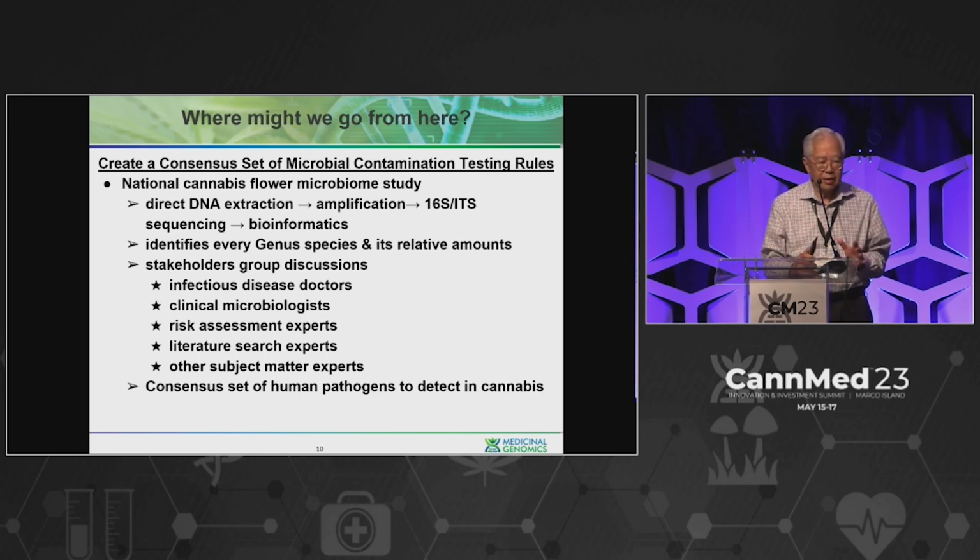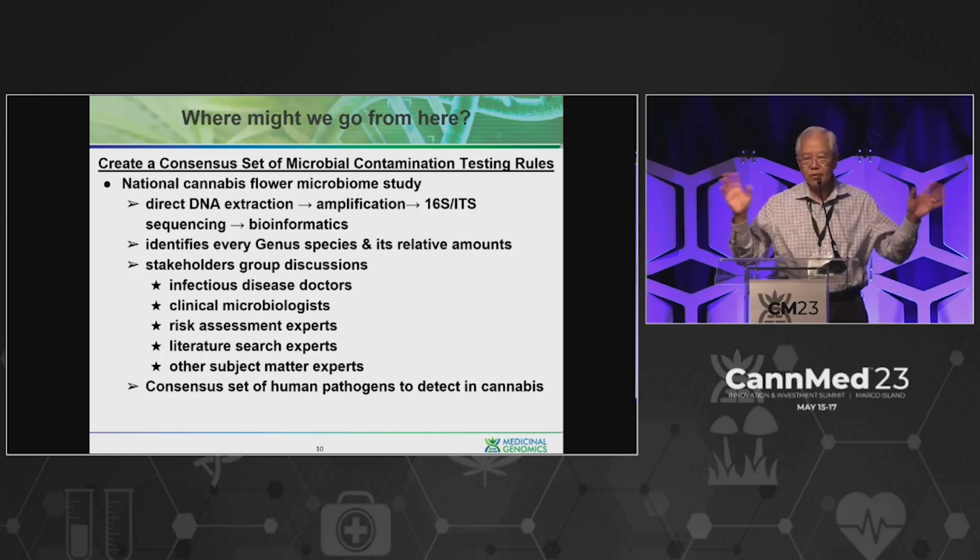I don't have the full answer on the composition of the stakeholders group. I don't. But I know that we need infectious disease doctors. I know we need to have clinical microbiologists and also risk assessment experts. Just because you have a human pathogen in cannabis flowers, if it's at a super low amount, does not necessarily mean that you have to add it to the list. But if you identify human pathogens at high levels in a number of flowers throughout the country, then you want to keep it in the list.